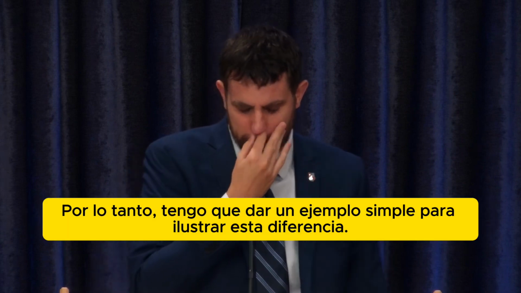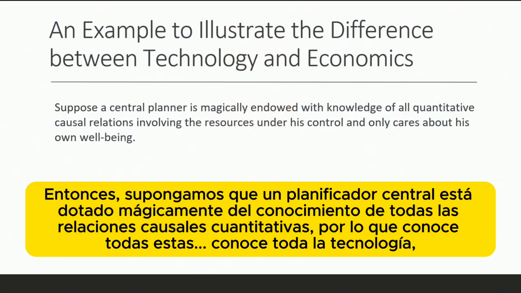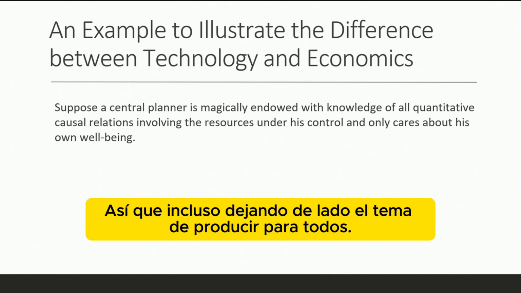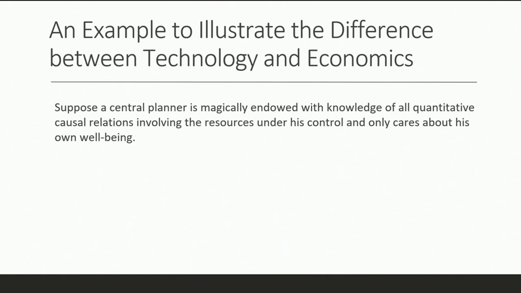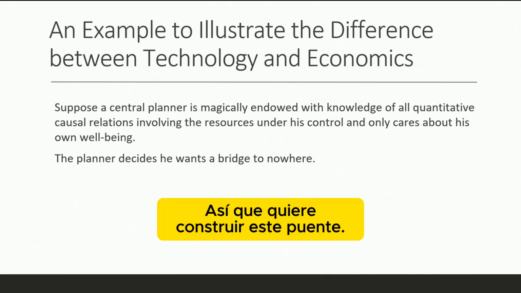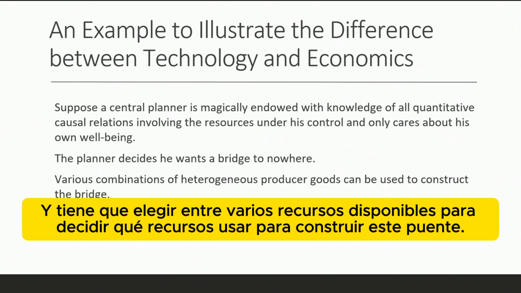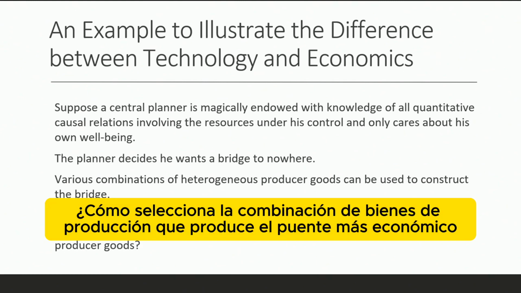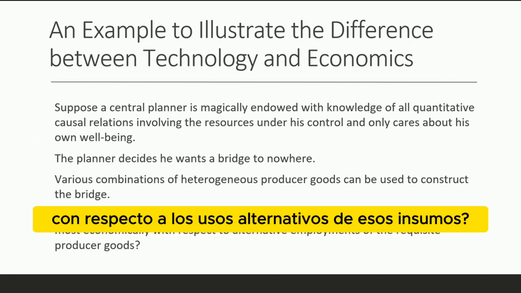So, a simple example to illustrate this difference. Suppose a central planner is magically endowed with knowledge of all quantitative causal relations, so he knows all the technology involving resources under his control, and only cares about his own well-being. So even setting aside the issue of producing for everyone, he just wants to satisfy his own ends. Let's say one of his ends is to build a bridge to nowhere, as government actors like to do. He has to choose among various resources available to him to decide what to use to build this bridge. So the question is, how does he select the combination of producer goods that yields the bridge most economically with respect to alternative uses of those inputs?